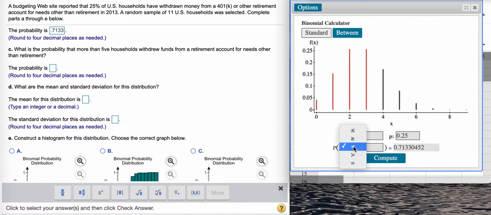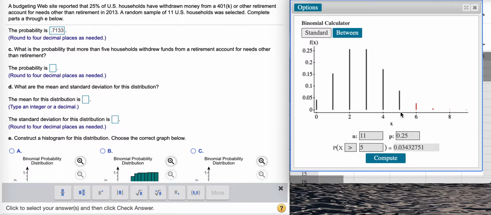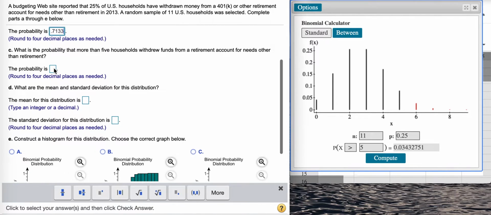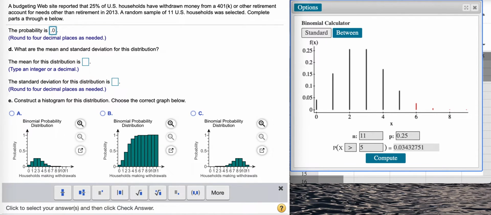Part C, what is the probability that more than 5 households withdraw? So I'll say greater than, and then I'll change this to 5 and compute. So greater than 5 means 6, 7, 8, 9, 10, or 11 households. And so if I add those up to 4 decimal places, I would end up with 0.0343.